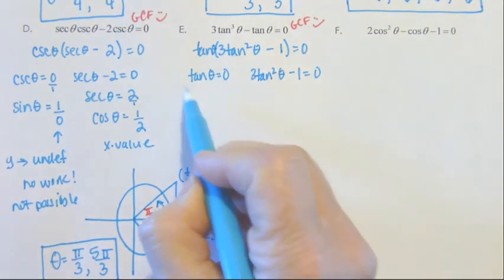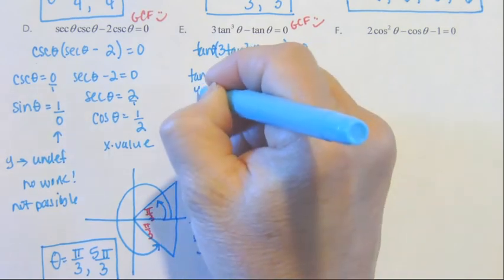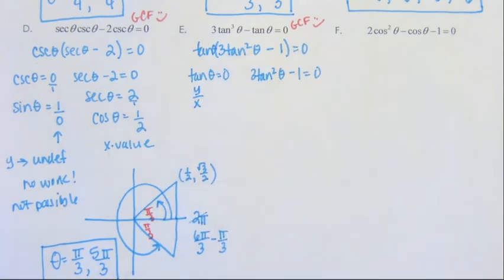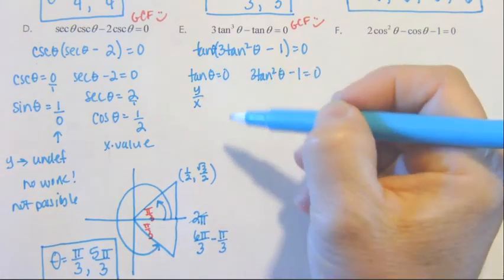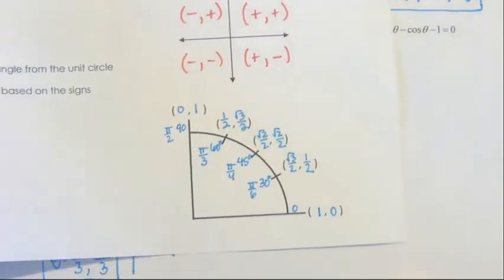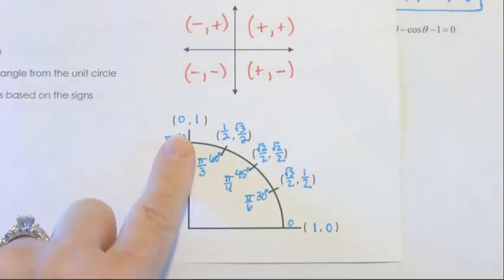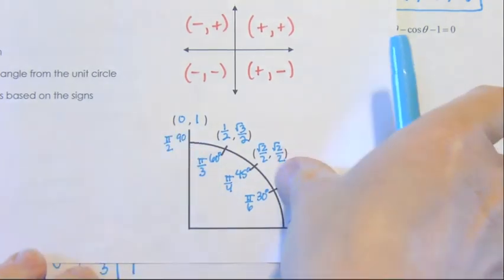Tangent is 0. Let's start with this one. Remember what tangent means. Tangent is sine over cosine. It's y over x. When are you going to divide to get 0? Let's look at our first quadrant here. The only time you're going to get 0 is if you use one of these quadrantal angles. So it's just a matter of which one do we use.